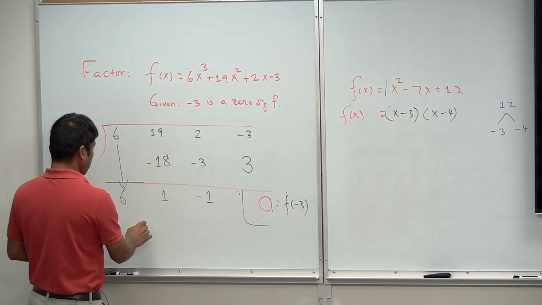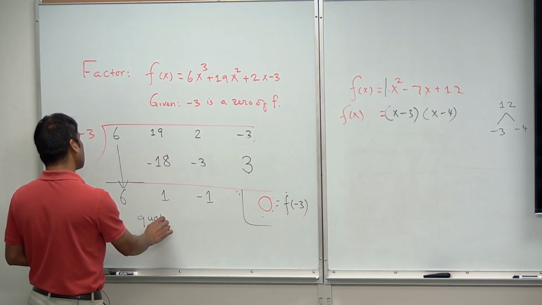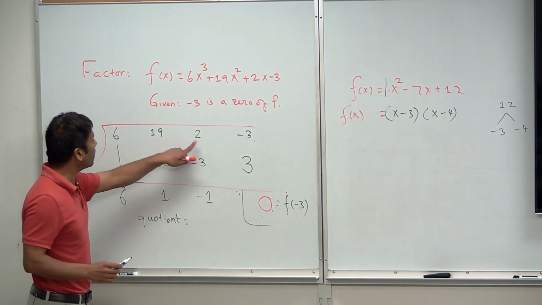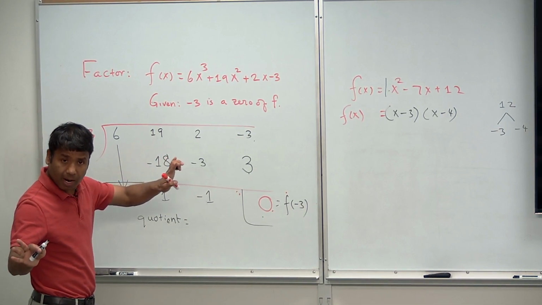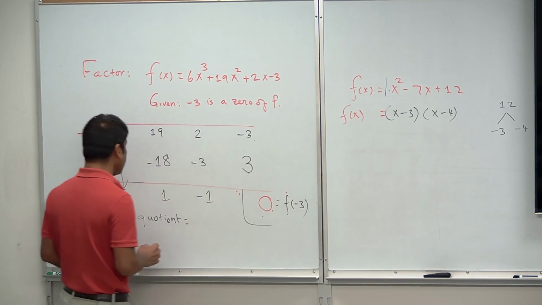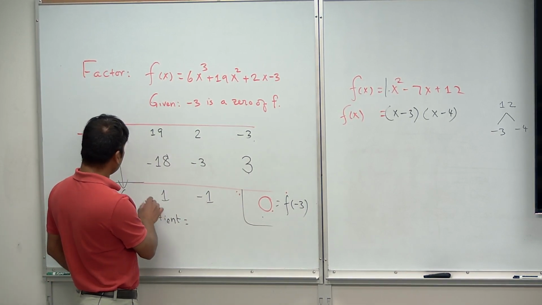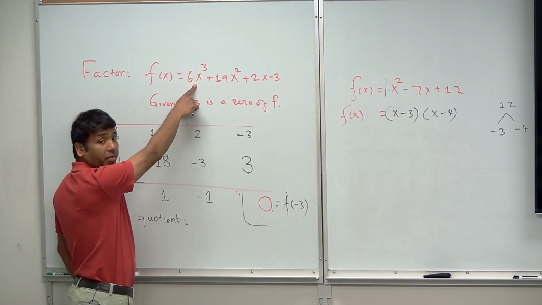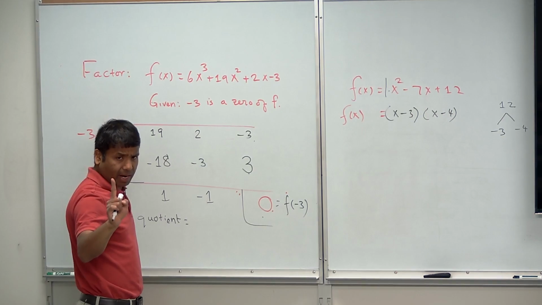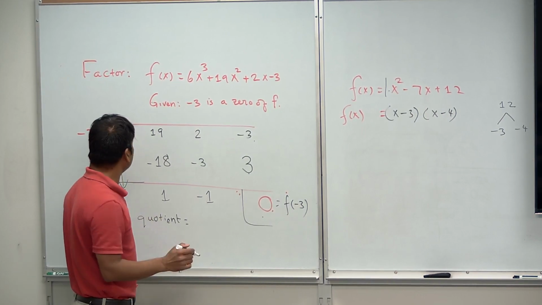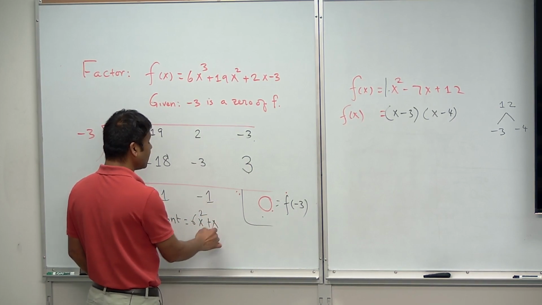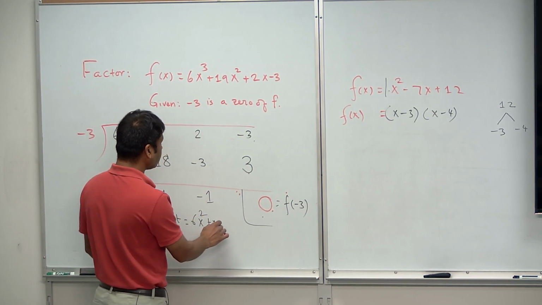Now, what will be the quotient? This polynomial is divided by x plus 3, and we got the remainder 0. What is the degree of the dividend? 3. So the degree of the quotient will be 1 less than 3. It will be 6x squared plus 1x, meaning x, and then minus 1.